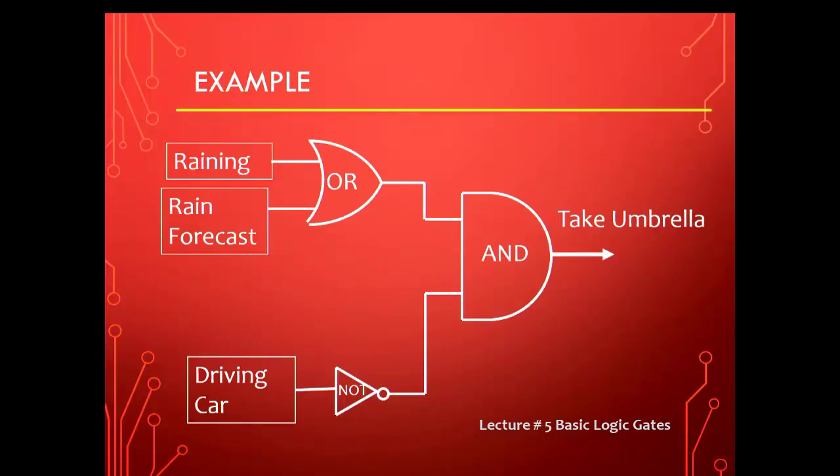Say he is not driving, okay, and there's a rain forecast. So what would be the logic levels here and here? 1 and 1, that would mean he needs to take an umbrella, okay? So this is like a textual example. I put it this way so we can understand how our computers that we would make using these logic gates are able to make decisions for us.